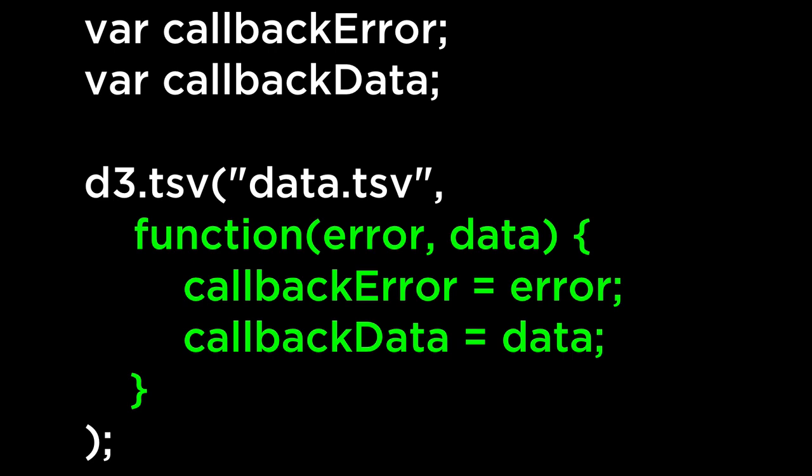In this case, we are going to assign the error and data variables to a callback error variable and a callback data variable. Note that we define the callback error and callback data variables outside of the function. This is so that we can read the variables once the D3.tsv function has returned and loaded the data. Let's move to the JavaScript console now.